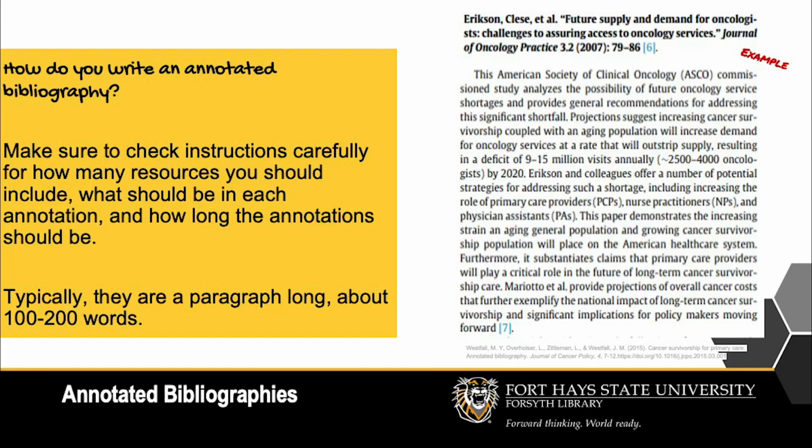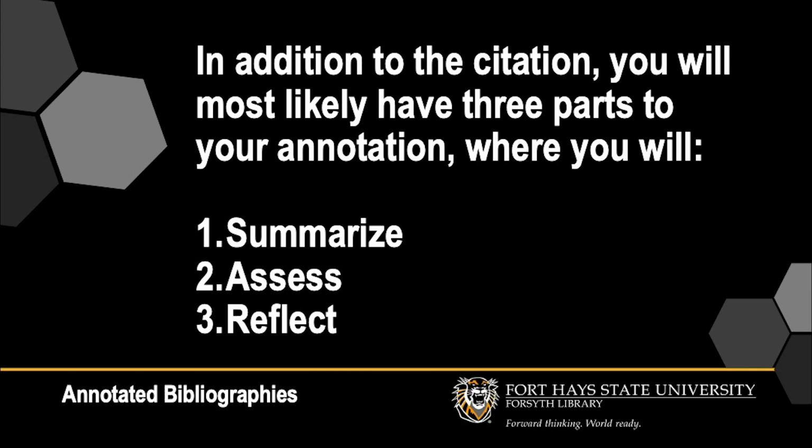Make sure to check instructions carefully for how many resources you should include, what should be in each annotation, and how long the annotations should be. Typically, they are a paragraph long, about 100 to 200 words. In addition to the citation, you will most likely have 3 parts to your annotation, where you will summarize, assess, and reflect on the information resource.